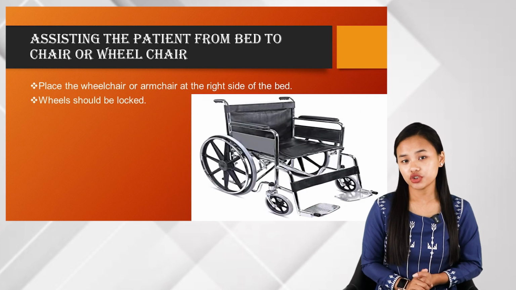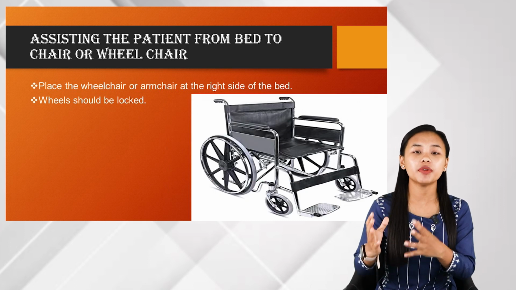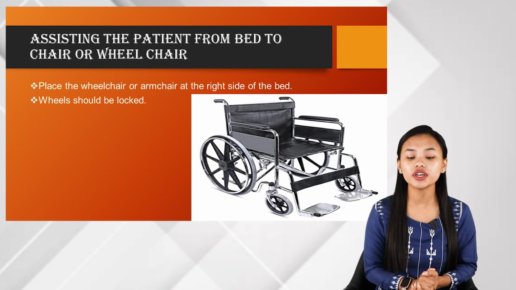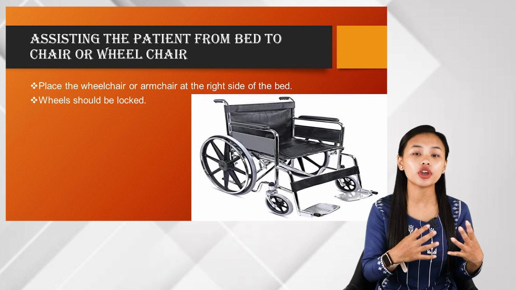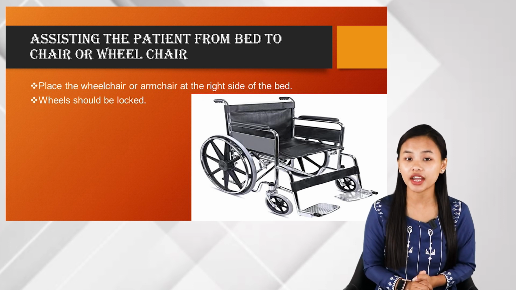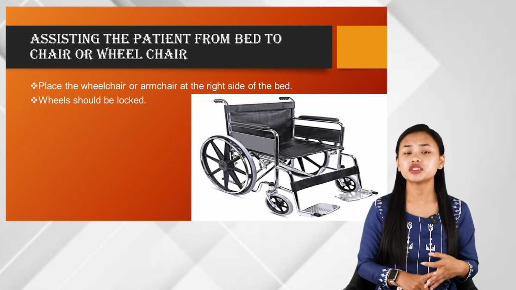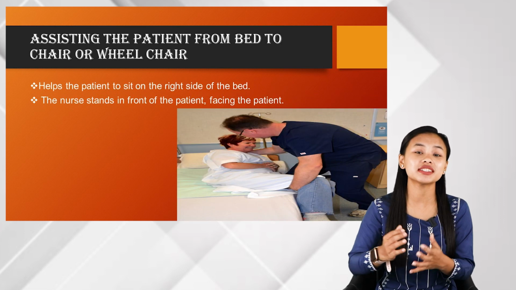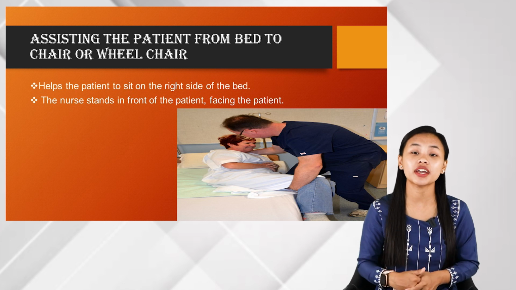And if you need to assist the patient from the bed to the chair or even to the wheelchair, the first thing you must do is place the wheelchair or the chair on the right side of the bed. The wheels of the bed as well as of the wheelchair must be locked. You must also assist the patient to sit on the right side of the bed.